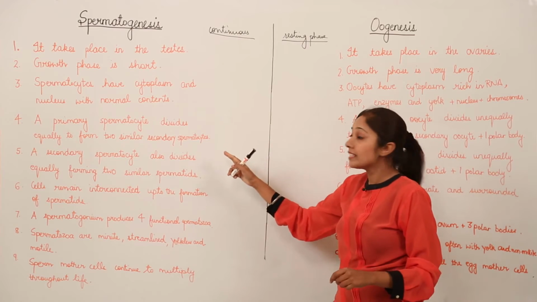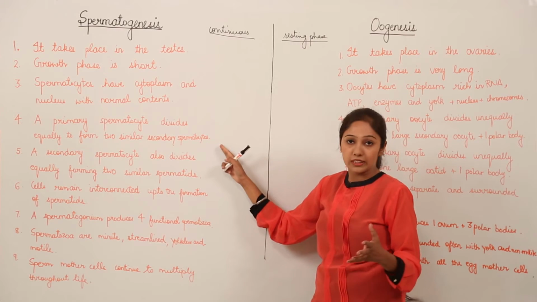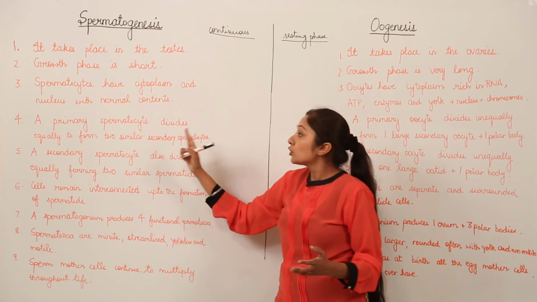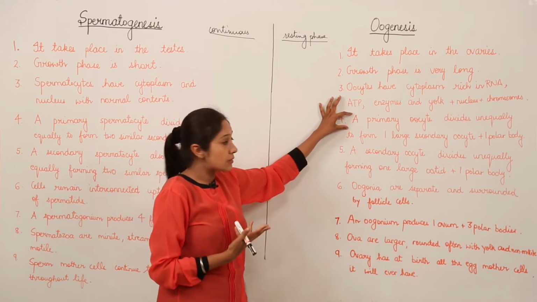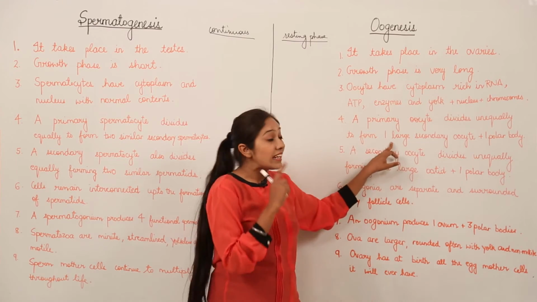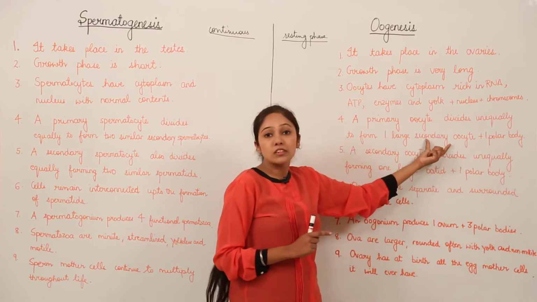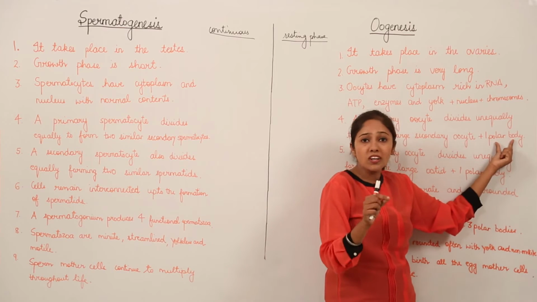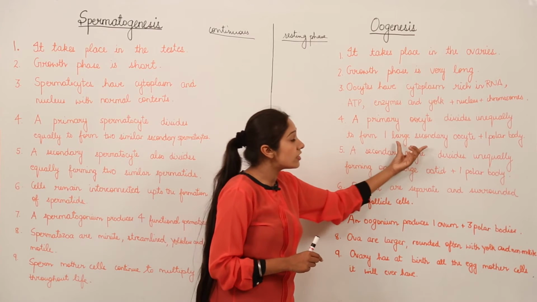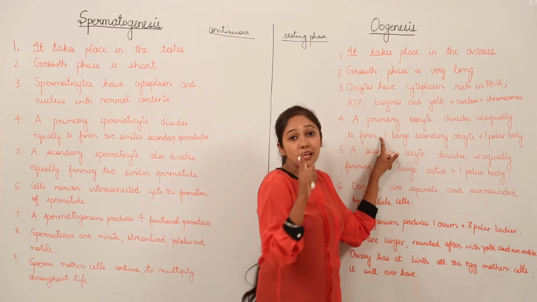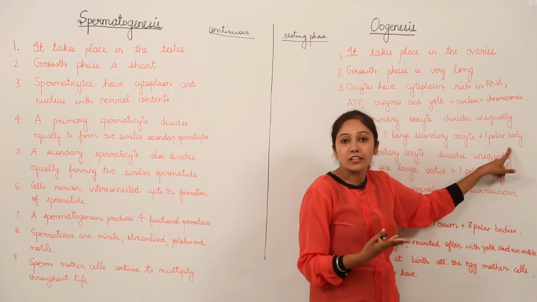Next, we move on to the fourth point. A primary spermatocyte divides equally to form two similar secondary spermatocytes. But a primary oocyte divides unequally to form one large secondary oocyte plus one polar body, and this polar body is not equivalent to the oocyte. This polar body is very small and it is non-functional. So a primary oocyte forms a secondary oocyte, only one in number, which is functional, but it also produces one polar body which is very minute and non-functional.